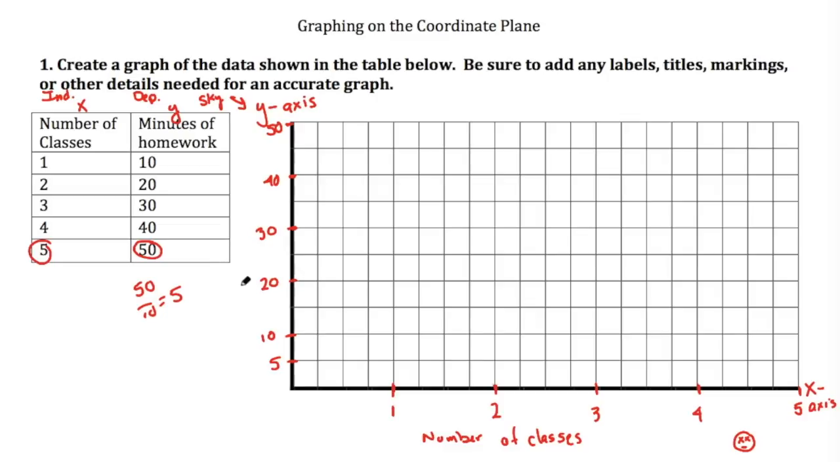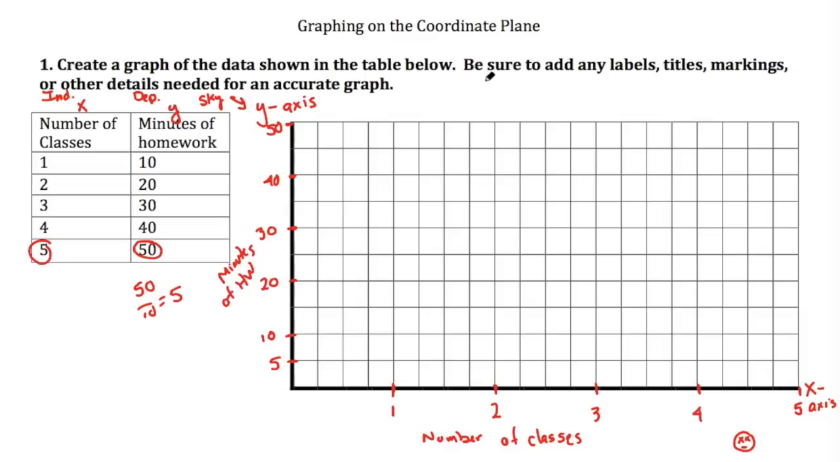Let's also label this side. It's a little bit harder for me to write this on the tablet, but this is the minutes of homework. Great. We've got 2 of our important labels. The third label, before we get to actually plotting some points, is going to happen here at the top. That's going to be our title.